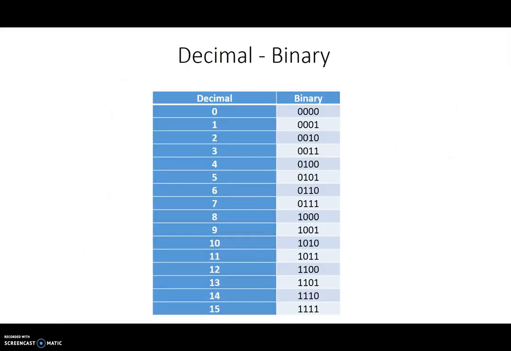So here's a quick count. Here's a count of 0 through 15 in decimal and the corresponding count in binary. In the next video, we'll continue with this and go into a little bit more depth on the decimal number system and the binary number system.